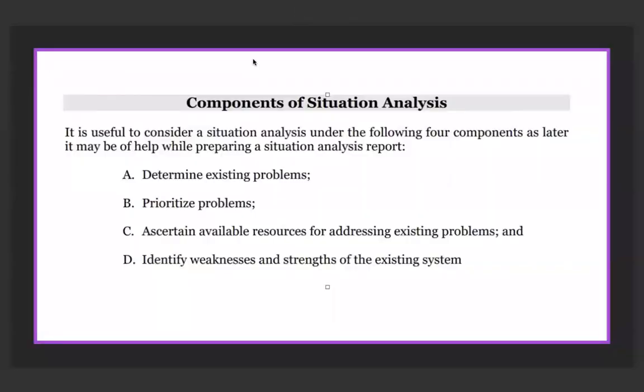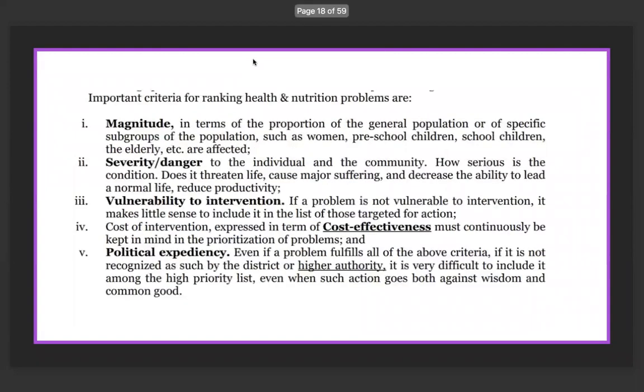Components of situation analysis. It is useful to consider a situation analysis under the following four components as later it may be helpful while preparing the situation analysis report. A is determine existing problems, B prioritize problems, C is ascertain available sources for addressing existing problems, and identify weaknesses and strengths of the existing system.